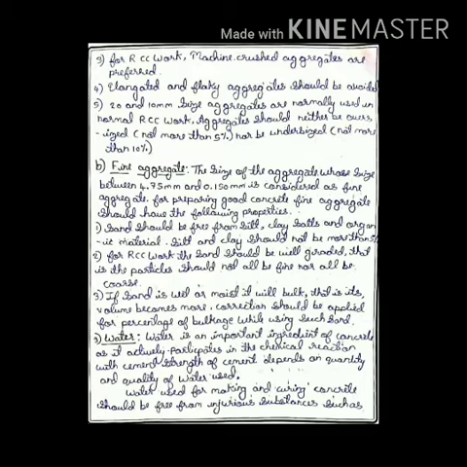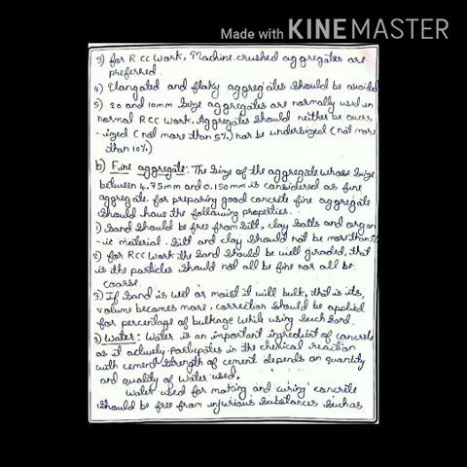Next aggregate is fine aggregate, or sand. Fine aggregate is defined as a material which passes through the BIS sieve number 480, or you can even define it as the aggregate whose size lies between 4.75 mm and 0.150 mm, which is considered as fine aggregate or sand. For preparing good concrete, fine aggregate should have the following properties.